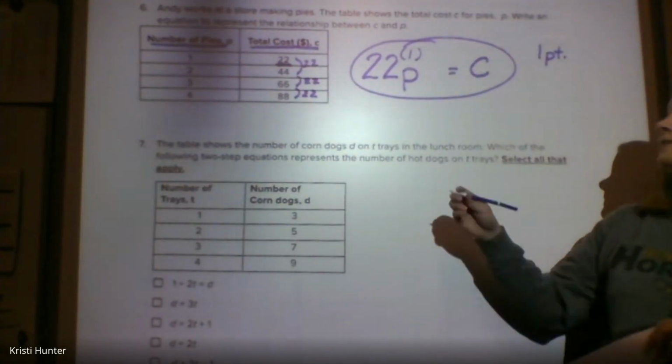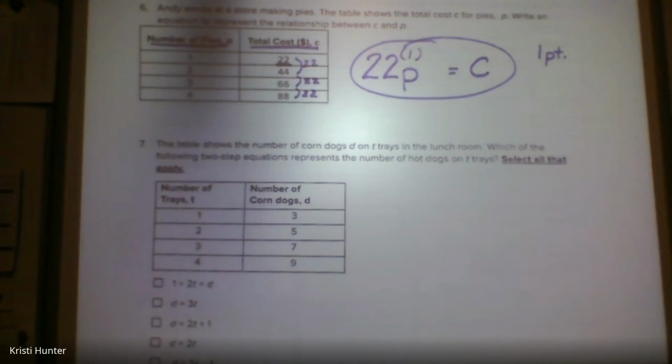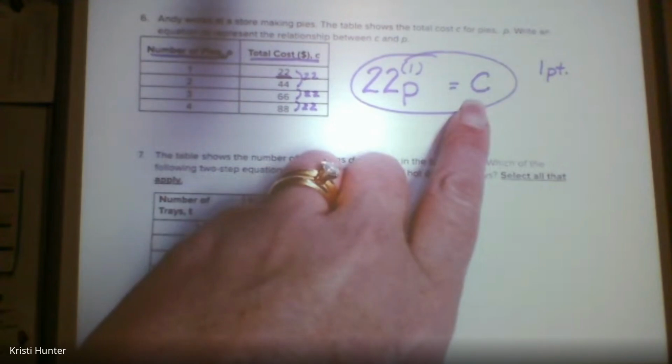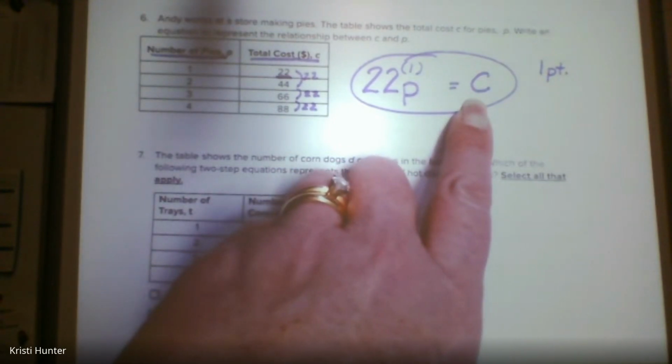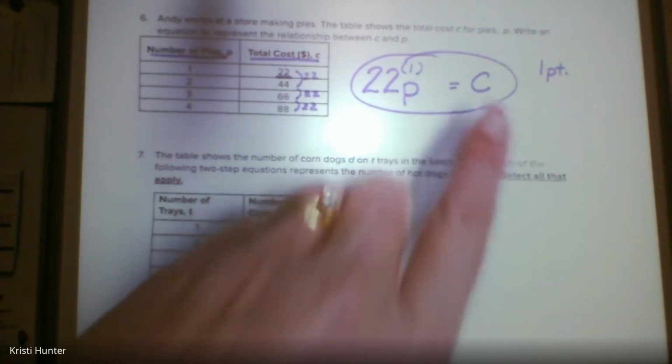Be careful on this and make sure you have both variables, okay? If you would leave off your C, I would only give you half of your point for that because half of your equation is missing. You didn't tell me what it would equal.